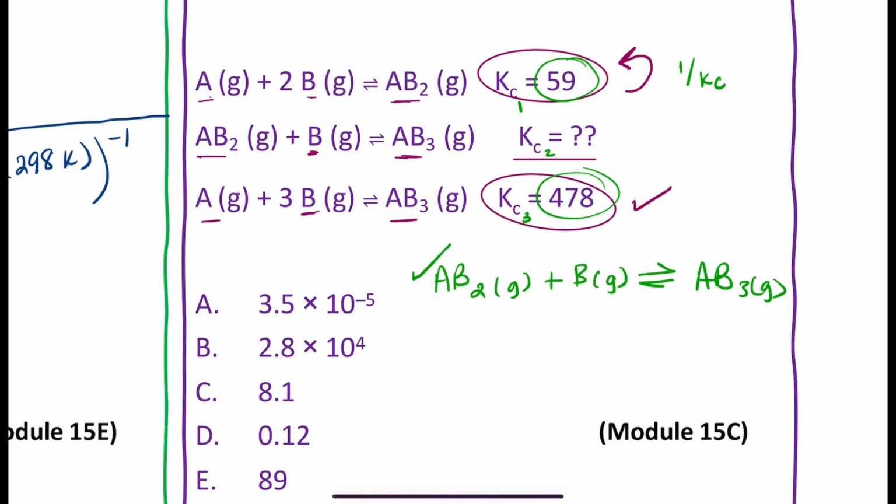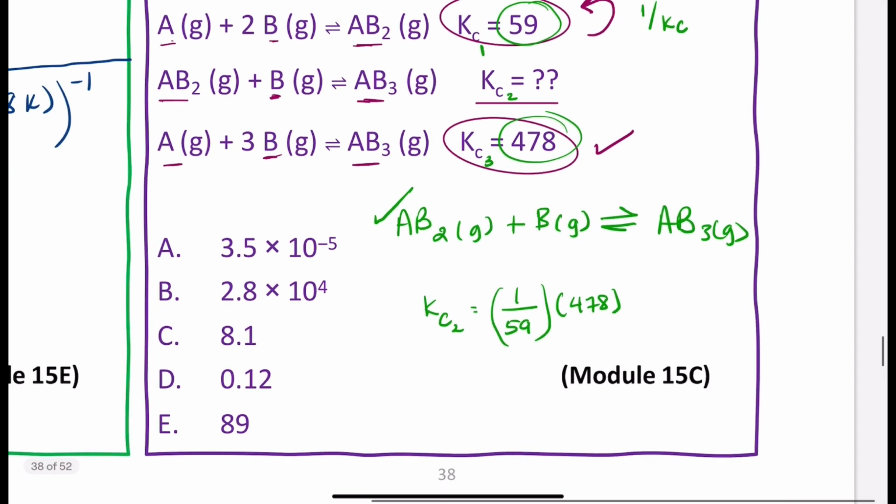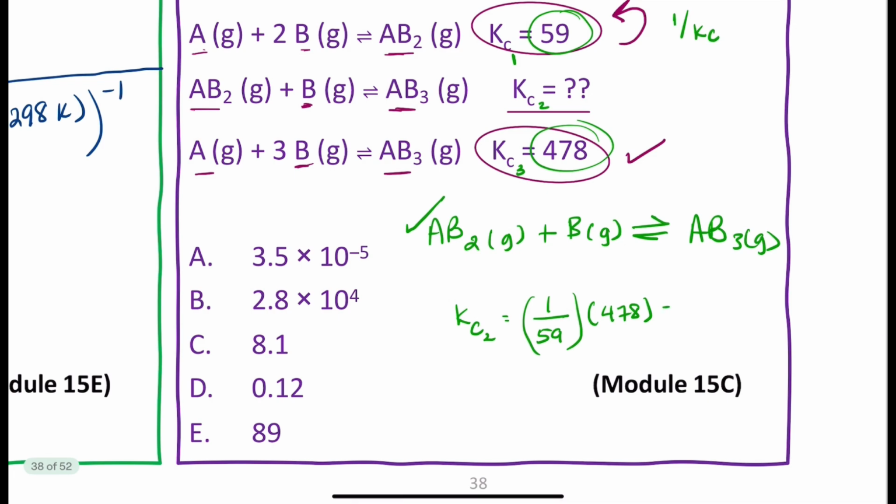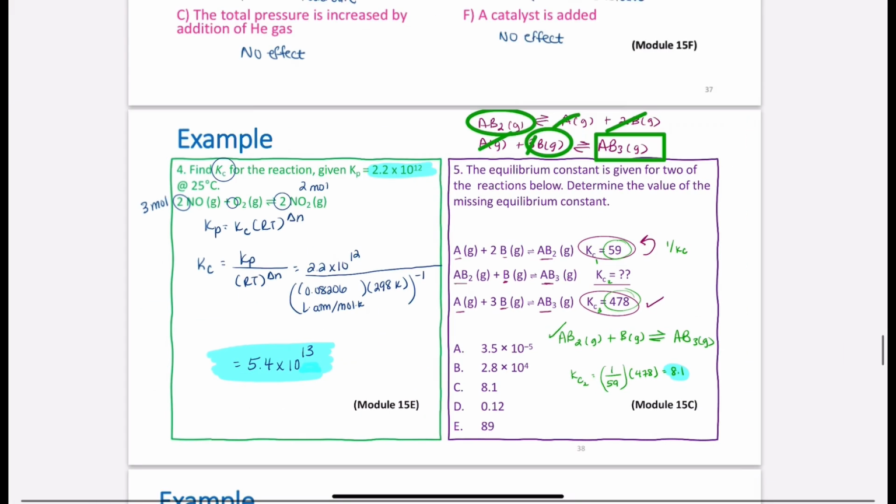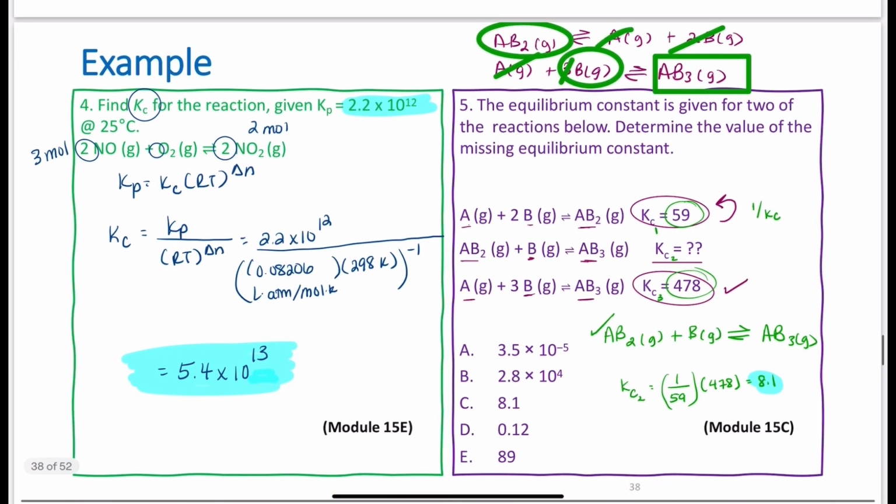And this Kc2. So Kc2 will equal 1 over 59, because I flipped the reaction, times 478, because again, when you add the equations together, you multiply the Kc values. This gives me a value of 8.1. So for that middle reaction, I used the other two to find that it has a value of 8.1.